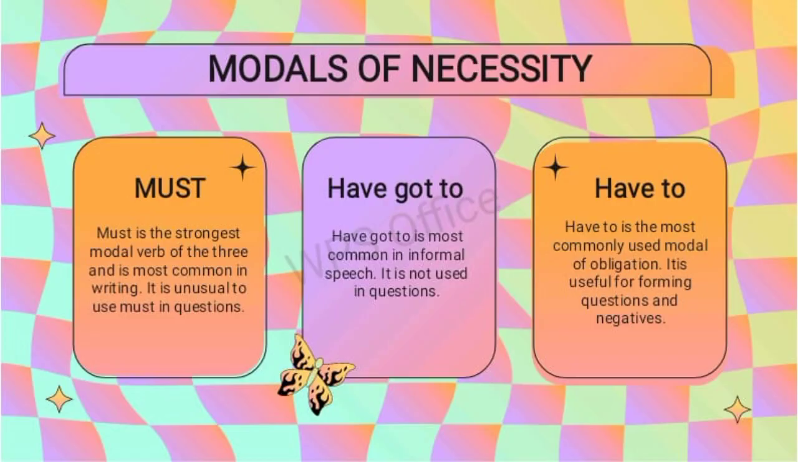Modals of necessity. Must. Must is the strongest modal verb of the three and is most common in writing. It is usual to use must in questions. Have got to. Have got to is most common in formal speech. It is not used in questions. Have to. Have to is the most commonly used modal of obligation. It is useful for forming questions and negatives.